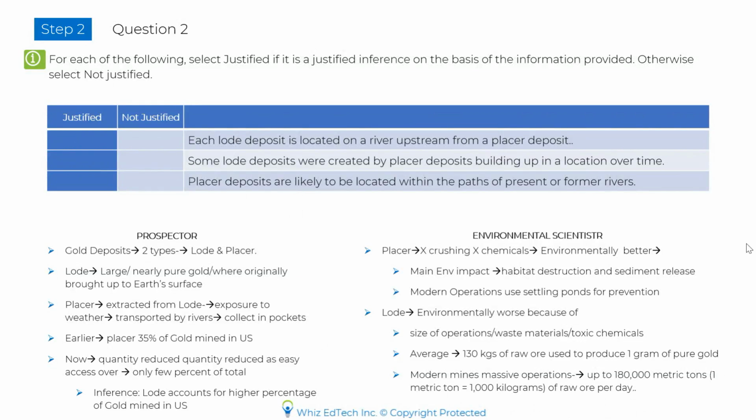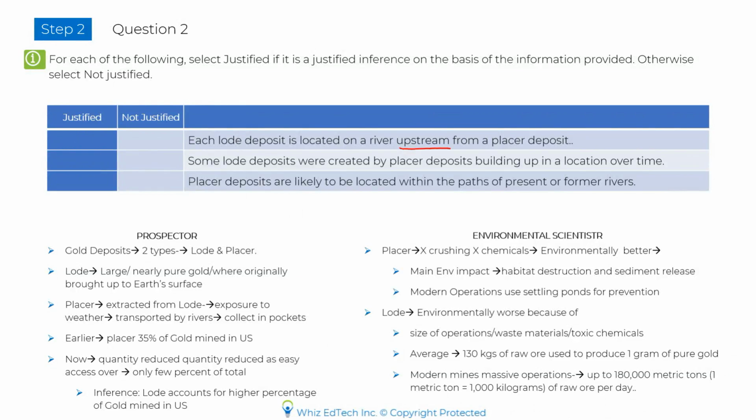So let's see how to work through this one. For each of the following, select justified if it is a justified inference on the basis of information provided, otherwise not justified. Each lode deposit is located on a river upstream from a placer deposit. Now we know that the placer comes from the lode. So whether the lode deposit has to be located on a river upstream from a placer deposit, that is not necessary. So this is not justified.